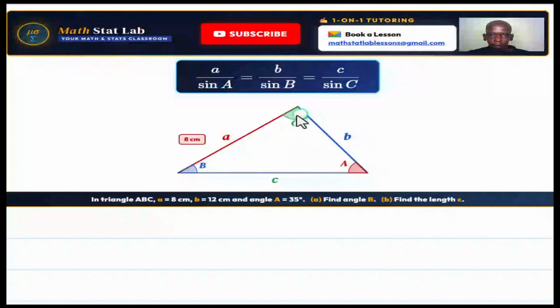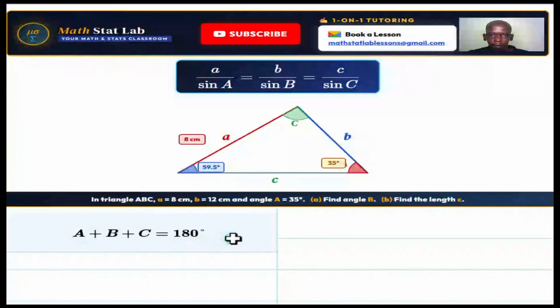One thing before we find this length of C, we need to understand that if we take the sum of the angles of this triangle here, that is A plus B plus C, they should total up to 180 degrees. So, since we know A is 35 degrees, and we also know B because we calculated it here and got 59.5, then if we take 59.5, we add 35, then plus this angle here, they should be equal to 180 degrees. So, A plus B plus C, which are the angles, should be equal to 180 degrees.